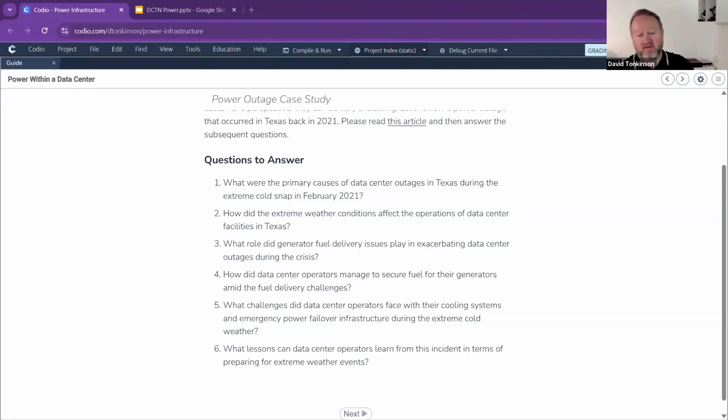So those questions we said. So we're having a look here. What were the primary causes of the data center outages? We've got quite a few in there that talk about how the extreme weather conditions affected the operations in data centers. Yes, it got too cold. Annabelle says yes in here. The article suggests that it wasn't just about unexpected weather. It's about systemic failures to prepare for the forecast. Very much true, isn't it?